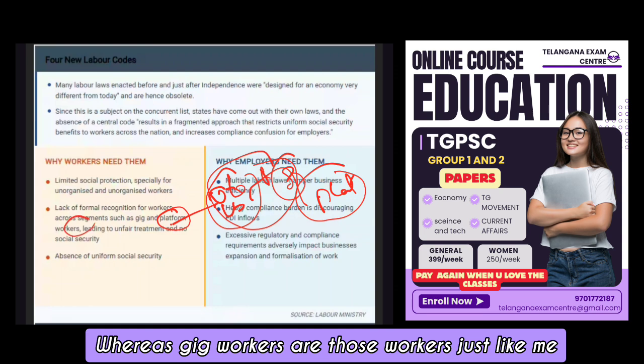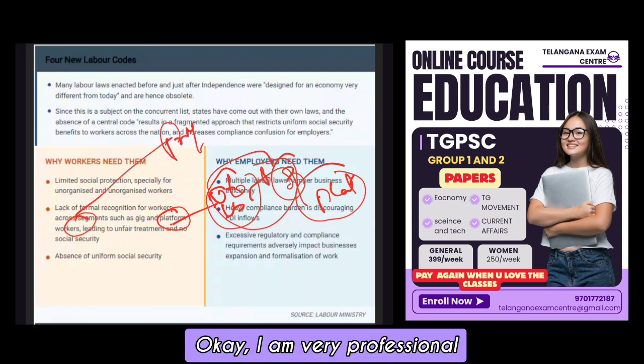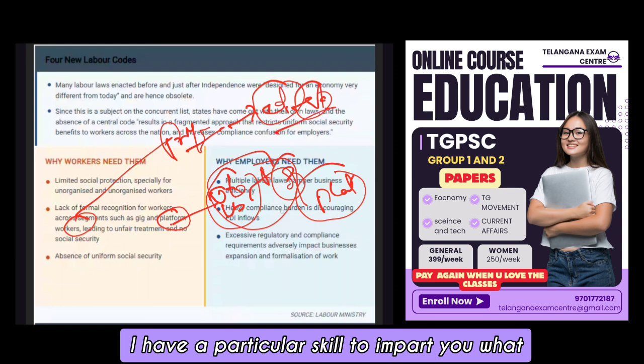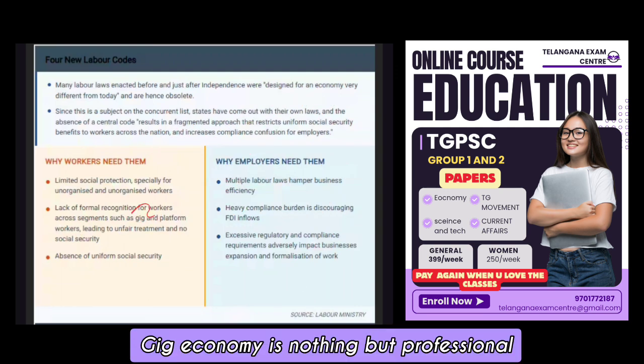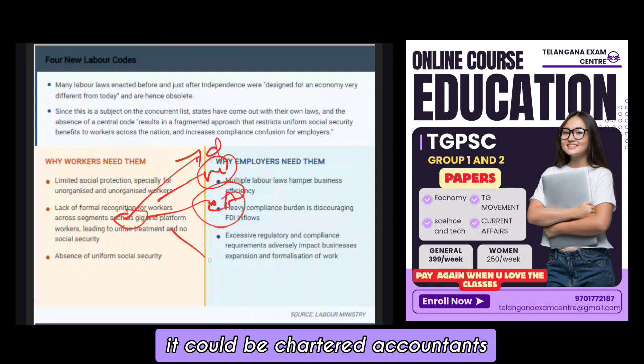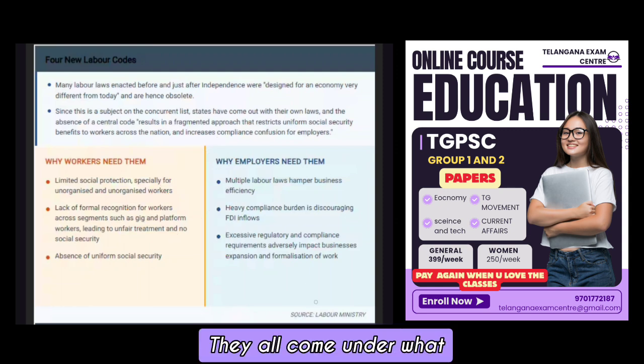Whereas gig workers are those workers just like me. Okay, I am a professional because I am an educator, right? I have a particular skill to impart to you, what? Coaching. So gig economy is nothing but professionals. It could be a dancer, it could be musicians, it could be chartered accountants, it could be an advocate, et cetera, and so forth. They all come under what?